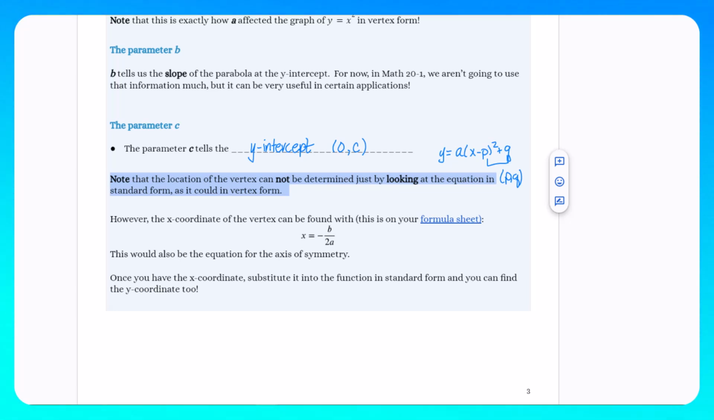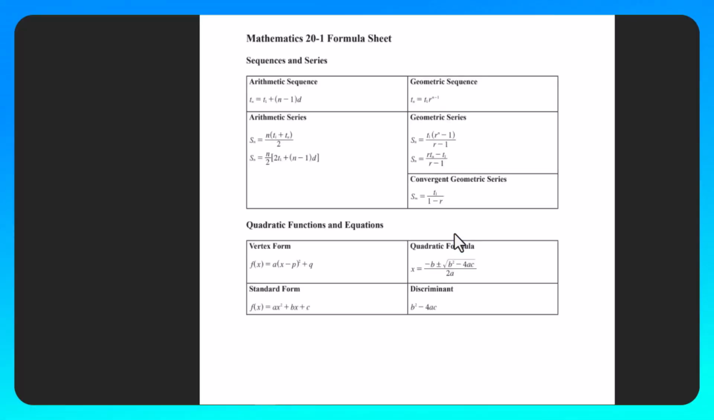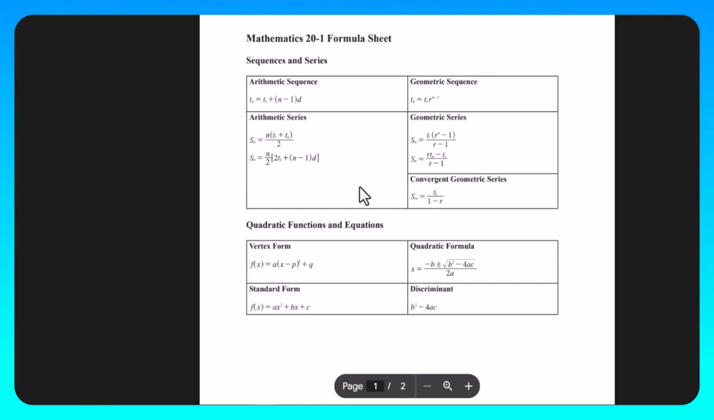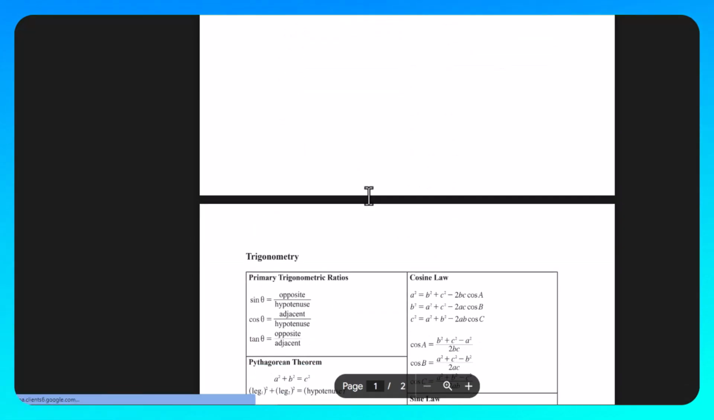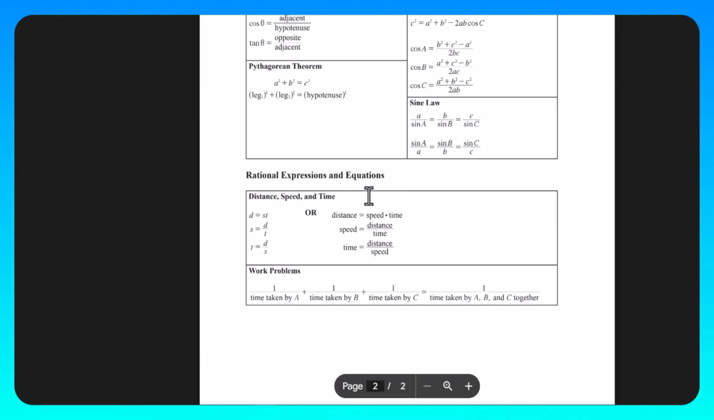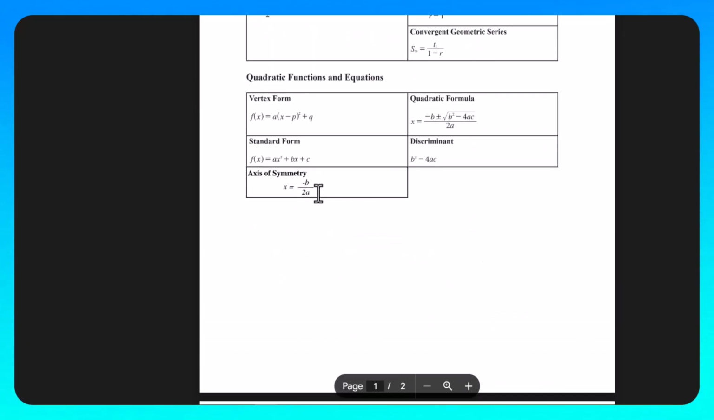However, in this standard form, the x-coordinate of the vertex can be found on your formula sheet using this lovely little equation. x equals negative b over 2a. And therefore, this would also be the equation of the axis of symmetry. And the formula sheet, let's look at it. It's linked here as well. And let's see if we look down. It's right here. I missed it. Axis of symmetry.